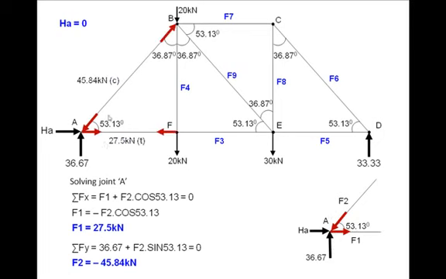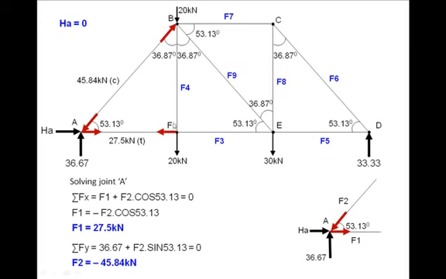We'll transfer it to the main figure. So we have done that. F1 is 27.5 tension, F2 is 45.84 compression. Tension pulls the joint, compression pushes the joint. Tension we have indicated by T and compression by C. Now we have transmitted this information to adjacent joints. It is tensile here, so it has to be tensile here. It is compressive here, so it has to be compressive here. So joint A has done for us whatever it could.